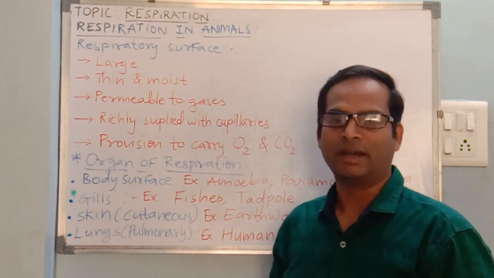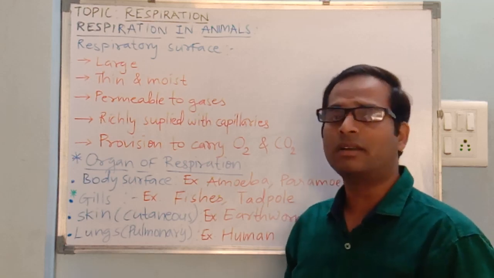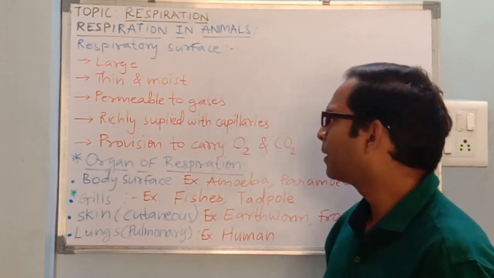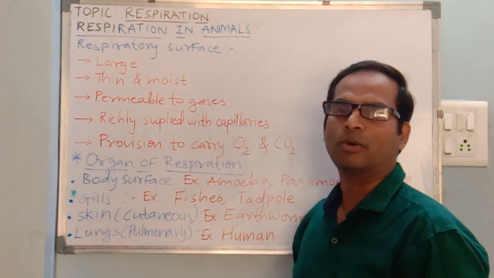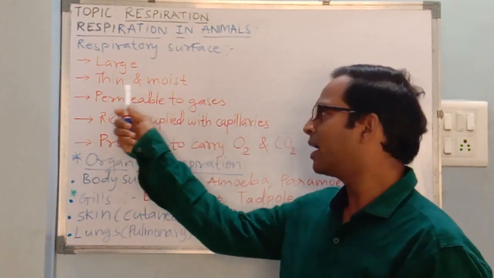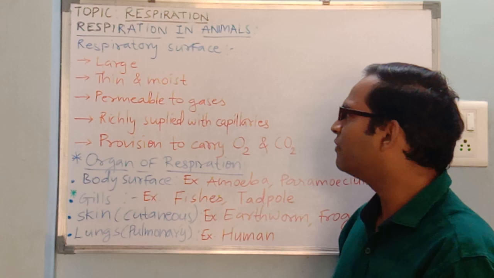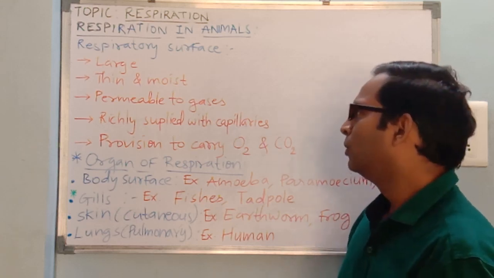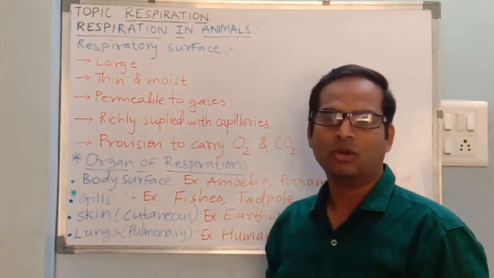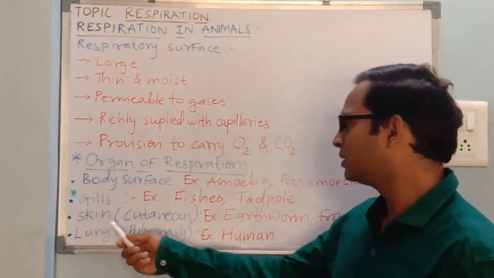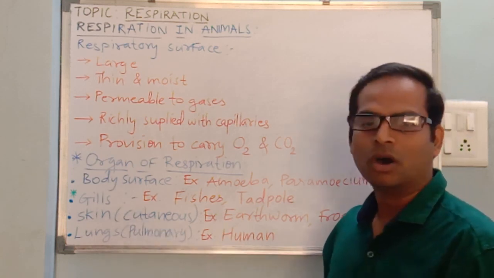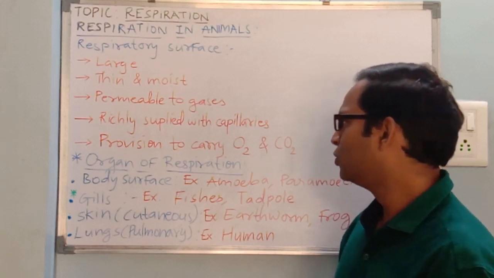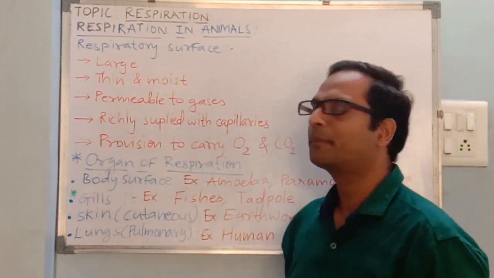When it comes to plants, to trees, they have a greater respiratory surface, so they show a greater rate of respiration. But animals are comparatively smaller in size. The second characteristic feature of the respiratory surface is that it should be thin and moist. Why moist? Because the gases can dissolve. Like in cutaneous respiration, the oxygen will dissolve, the carbon dioxide will dissolve, and then it will get diffused. So it should be thin and moist.